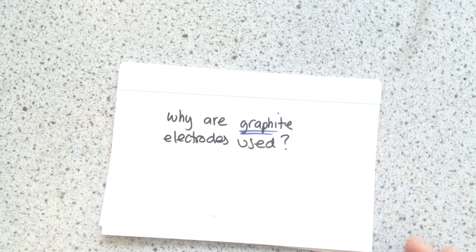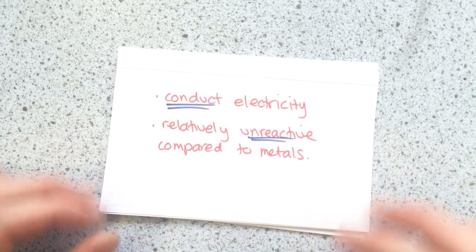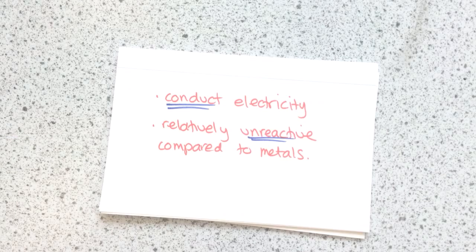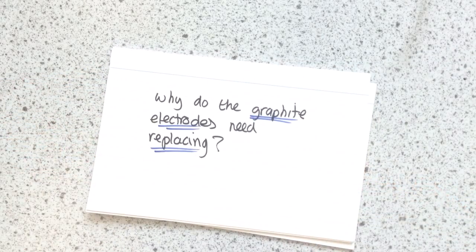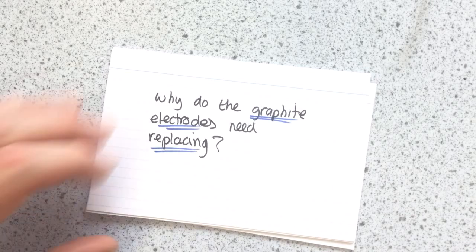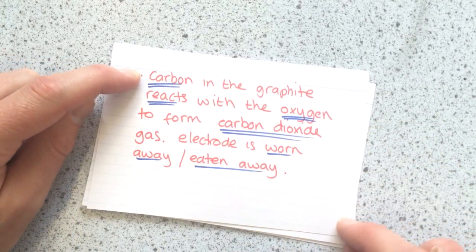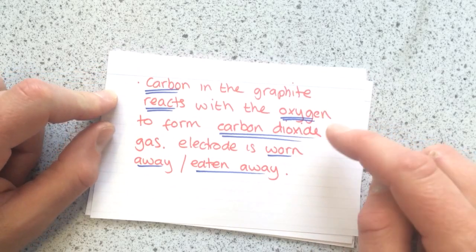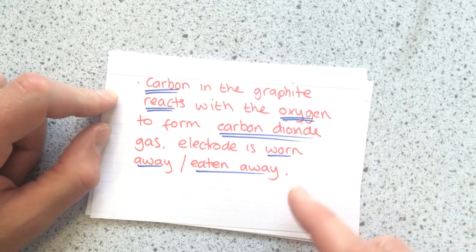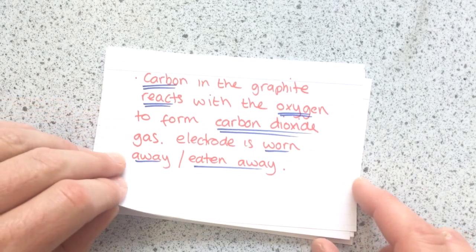Why do we use graphite electrodes? Because graphite conducts electricity, and it's a relatively unreactive material compared to other metals. It's not completely unreactive, as you'll see in a second. So why do the graphite electrodes need to be replaced? It's because the carbon within the graphite reacts with the oxygen. When it does that, it forms carbon dioxide. So the electrode is slowly worn away, or eaten away is a phrase that you can use in the exam.